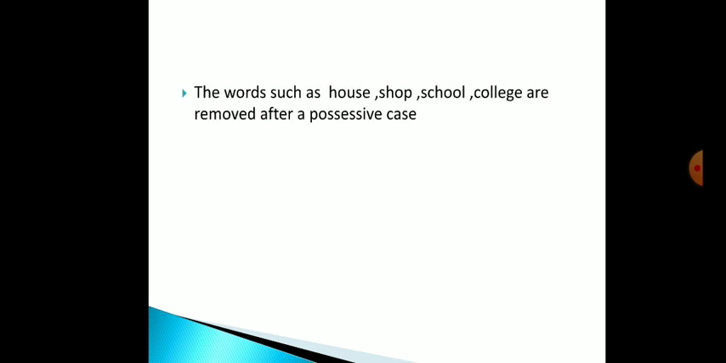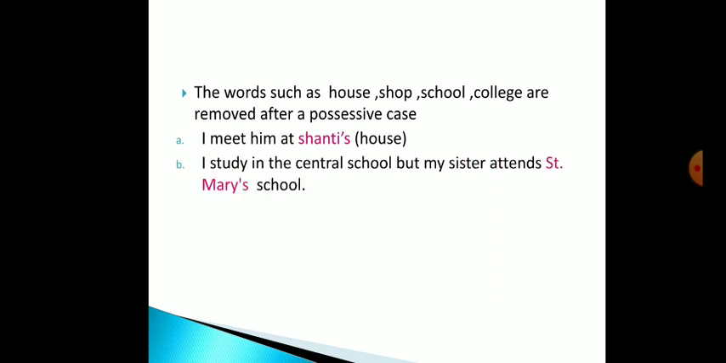Next, the last, the words such as house, shop, school, college are removed after the possessive case. I met him at Shanti's house. I study in the Central School, my sister attends St. Mary's School. Here, I met him at Shanti's, where we remove words like house, school in the sentences.